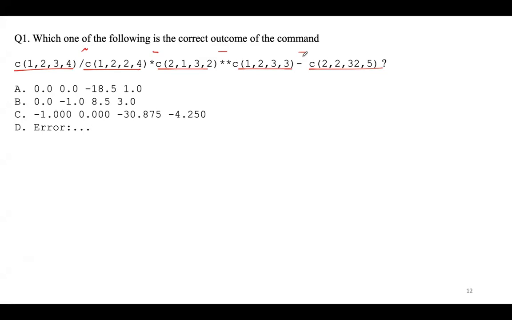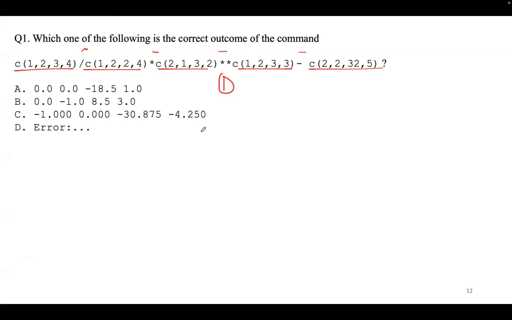Again, BODMAS. Yes, ma'am, maybe this one, power. Yes, power, first we'll solve this one. So this is going to be solved first. So what is the output going to be like of just this thing? 2 comma 2 comma 27 comma 8.